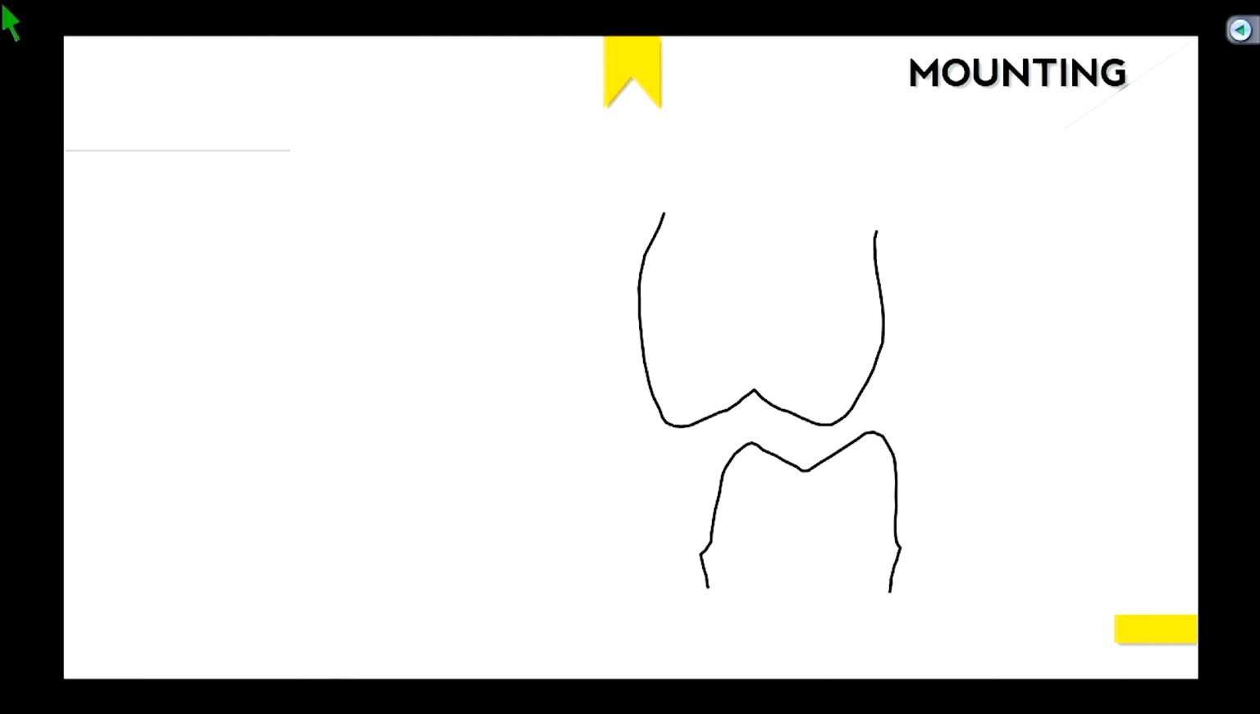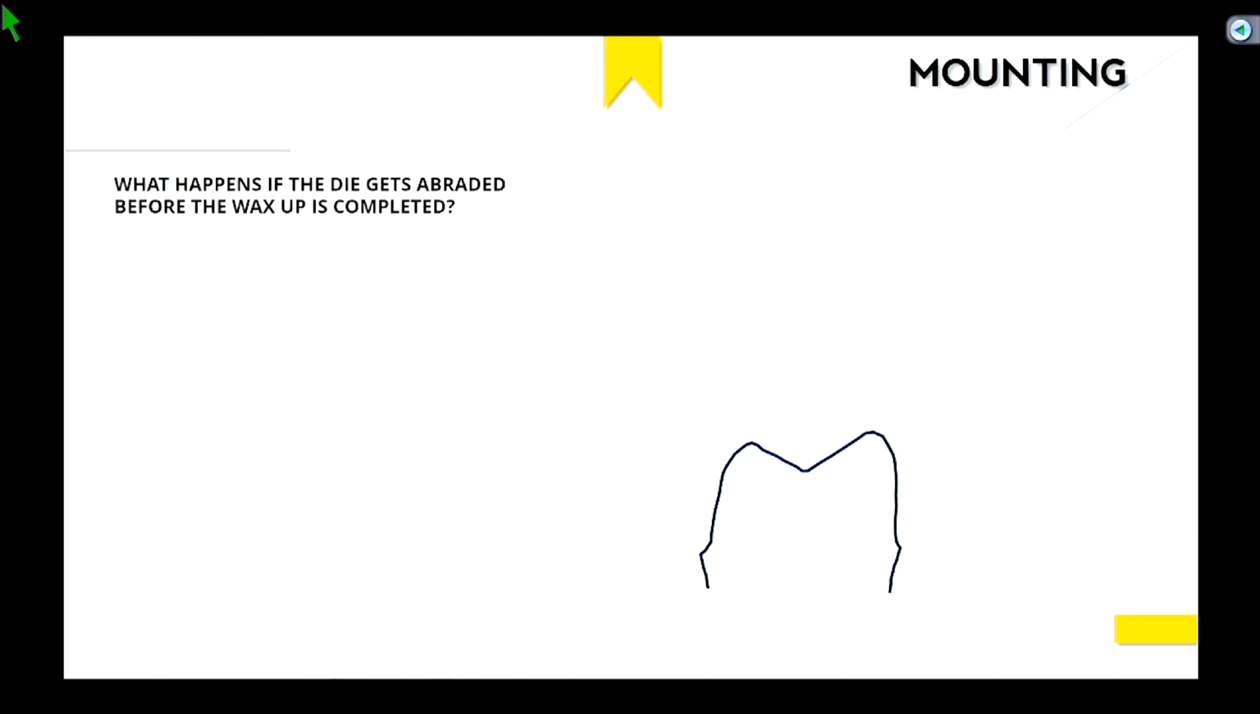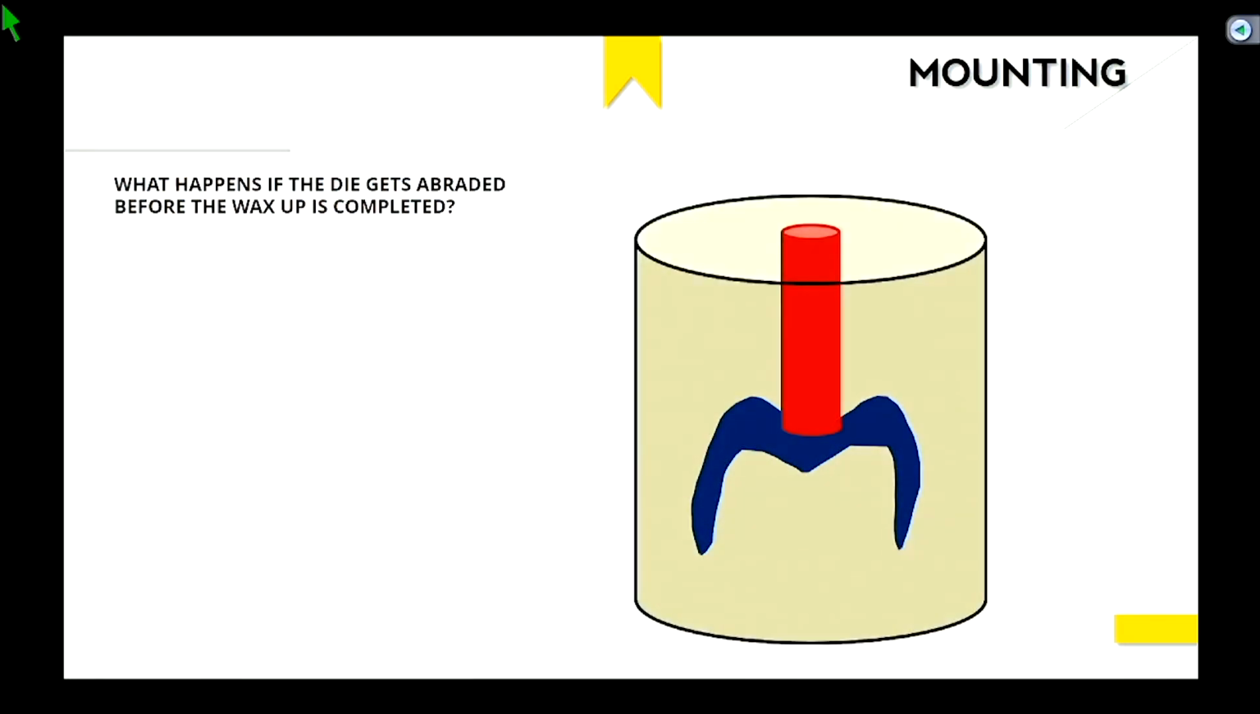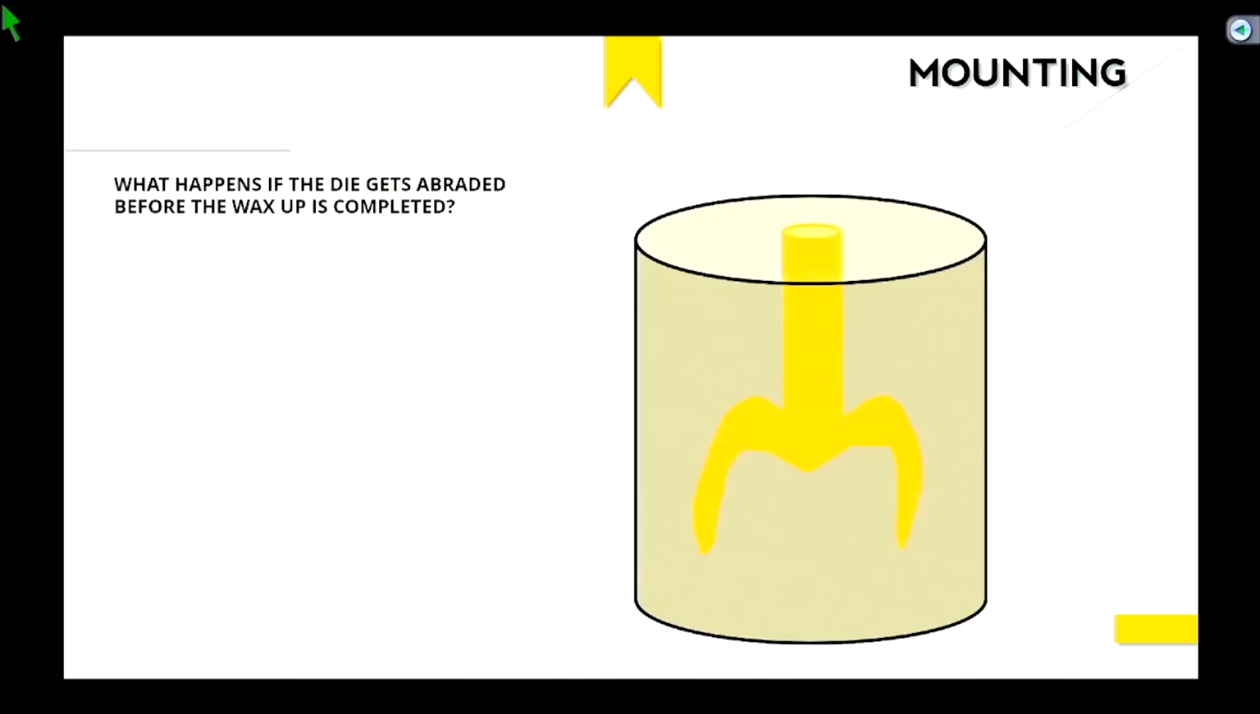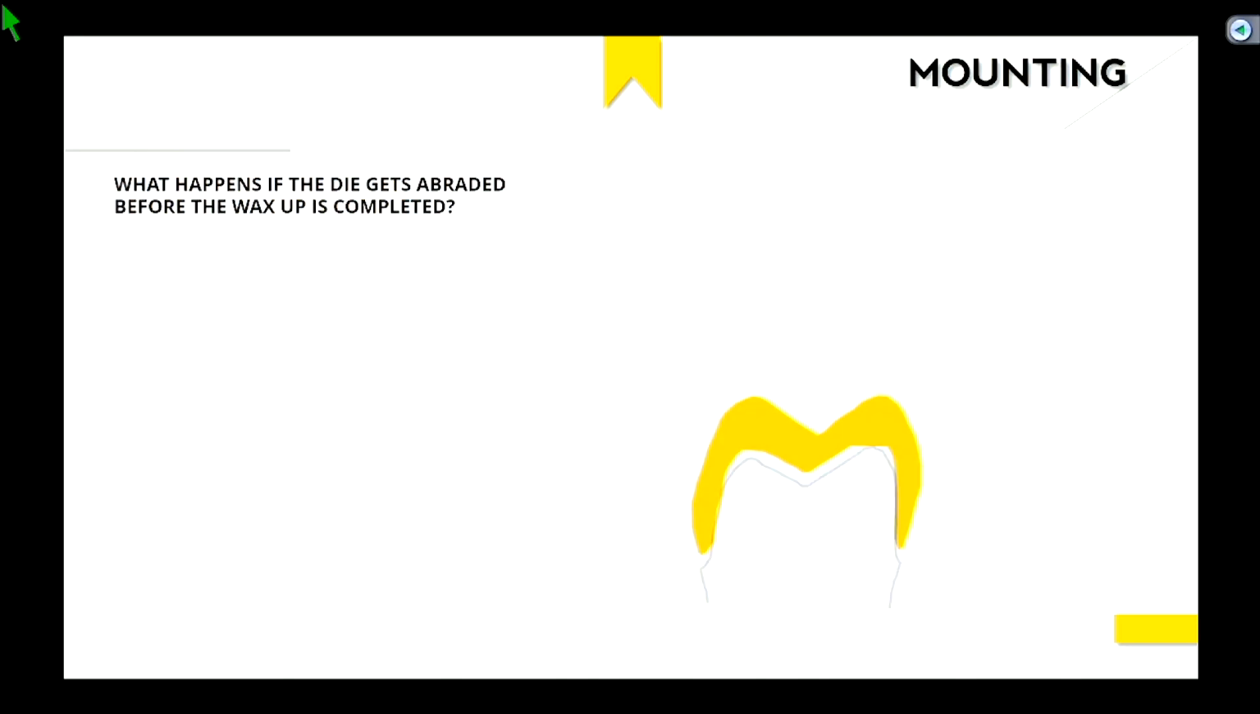Everybody with me? Okay. So how about another scenario? What happens if the die gets abraded before the wax up is completed? So let's pretend we had a sharp angle or a sharp point, and that sharp point got rounded off. We'll be a little dramatic here, and what if you rounded it off like that, just because you abraded it? And then you made a wax up off of this die, right? So again, we'll run through the same steps. You'll invest, you'll burn out, you'll cast, take out the sprue, try to seat in the mouth. No good. Hyperocclusion, open margin.